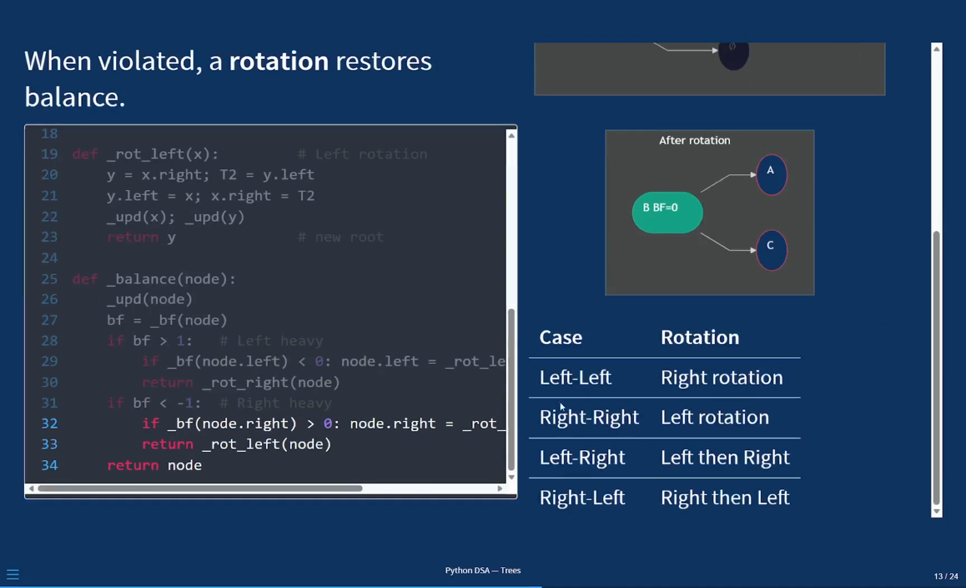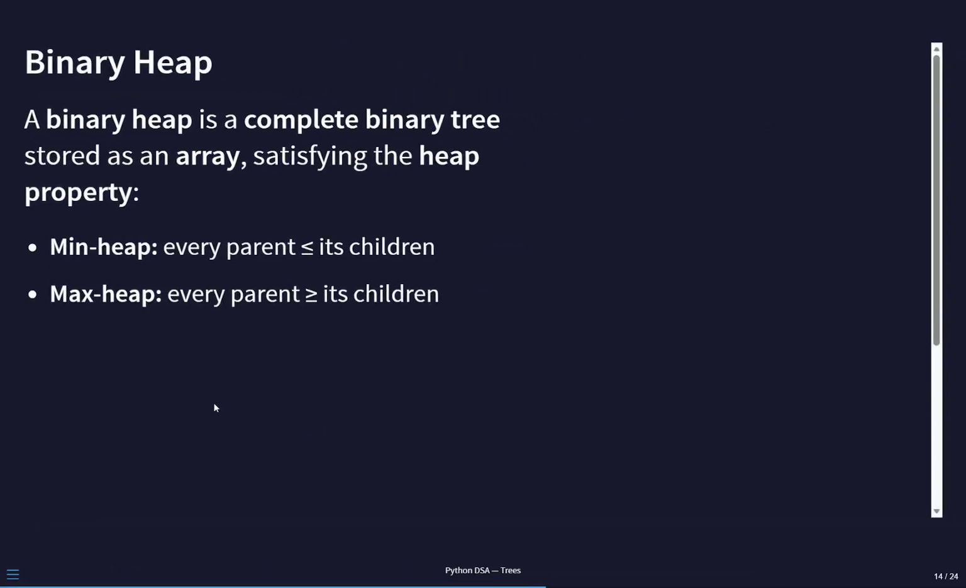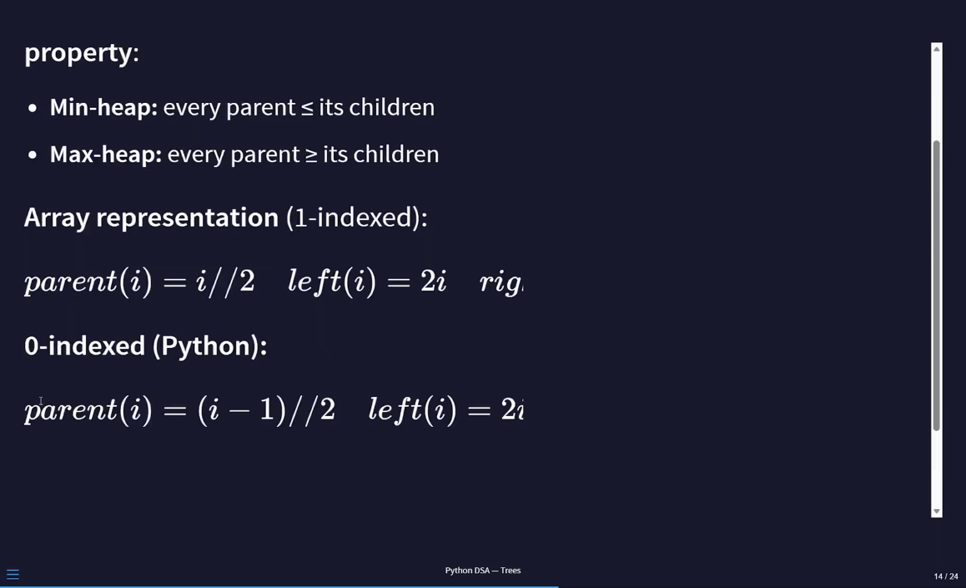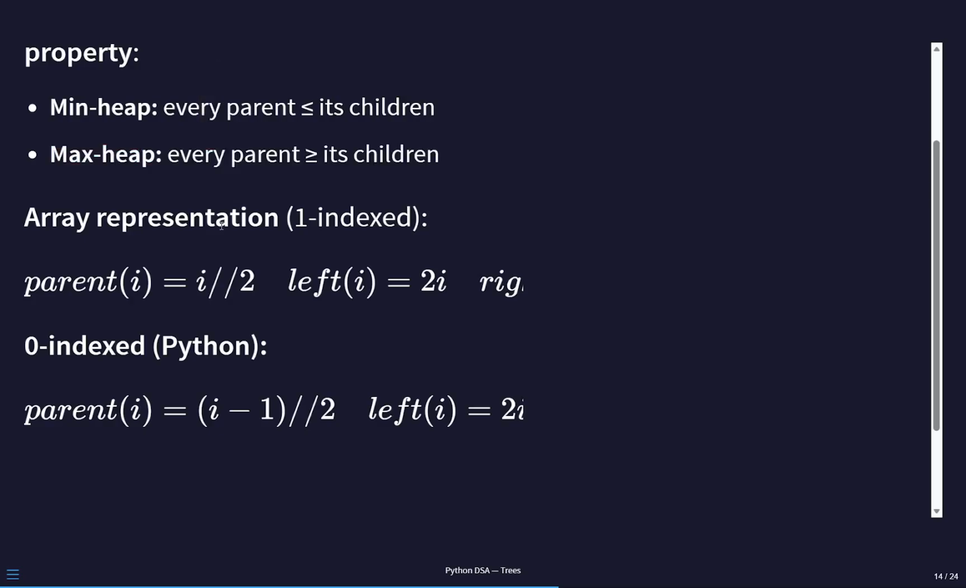A binary heap is a complete binary tree stored as a flat array, and that combination of properties gives it remarkable efficiency. Click. The heap property defines the ordering. In a min heap, every parent is less than or equal to both its children. The minimum element is always at the root. In a max heap, every parent is greater than or equal to its children. The maximum is at the root.